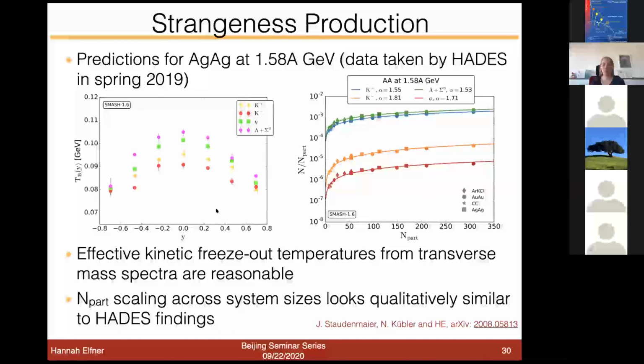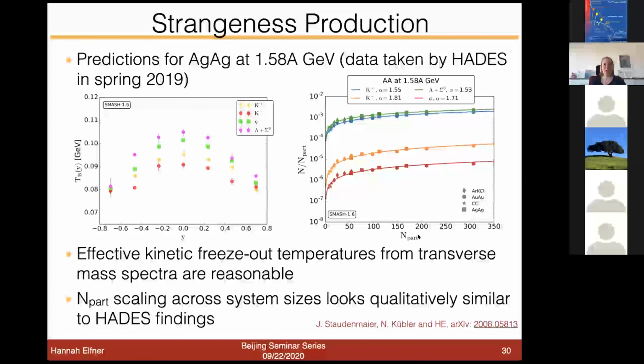And then we have also looked at the multiplicity and at the system size dependence of the strangeness production. So this is for 4 different systems and different centralities in these 4 different systems. And then one can make this overall qualitative fit to these strangeness production data, which was also done by the HADES experiment. Even though the absolute values don't really match, the shape of the curve, the qualitative dependence on the system size, looks very similar.